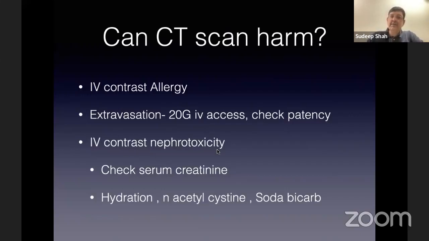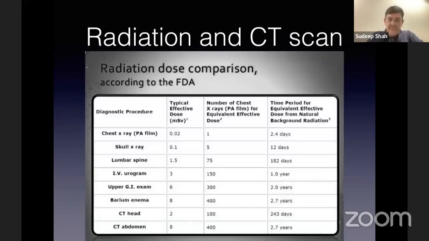Contrast nephrotoxicity is something that you need to be careful about. So all patients need to have a serum creatinine checked. In case it is borderline, hydrate the patient. N-acetylcysteine or Mucomyst can be given, and soda bicarb will minimize contrast toxicity. And if a patient is on dialysis, this is a dialyzable chemical, and you must arrange hemodialysis immediately afterwards to remove the contrast and prevent toxicity.